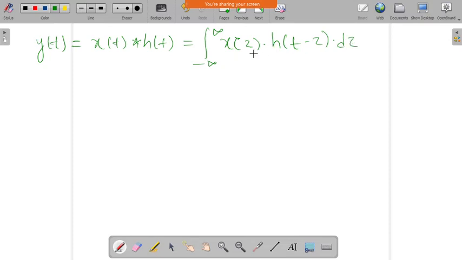Similar to the discrete case, where x of n and h of n are there and we varied the variable from n to k, in the time domain we are changing t to tau. So we need to concentrate here on the variable tau. Now we can take this problem and try to perform the convolution integral.